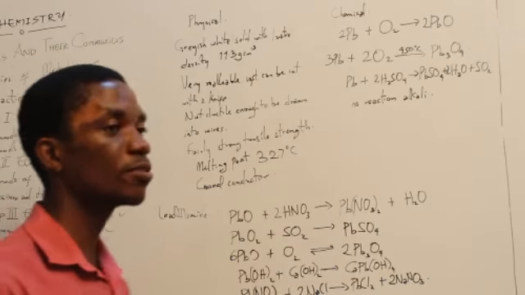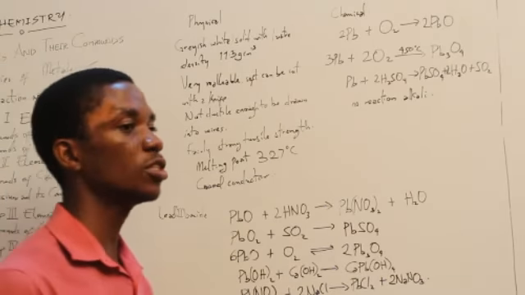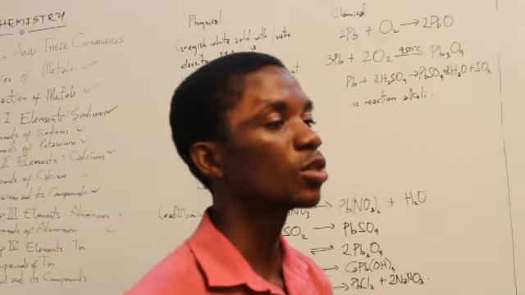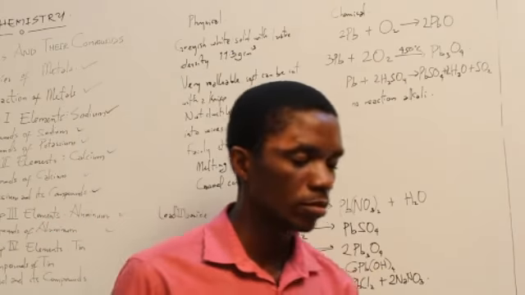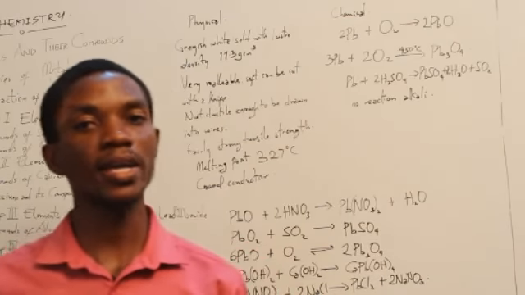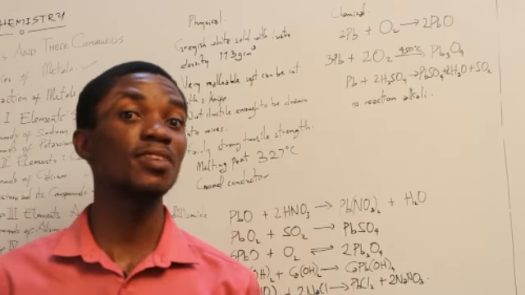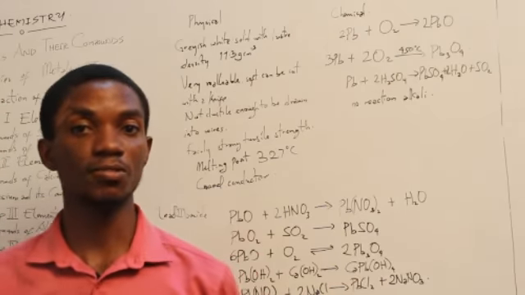So what are the benefits of lead? What do we use lead for? Lead is used in making roofing sheets, roofings. It's also used for gas and water piping. Why? Because lead does not react with water. It does not react with gas. It is very, very unreactive.